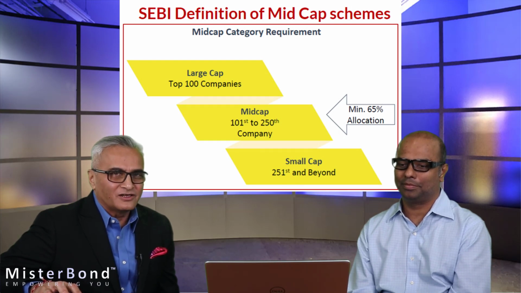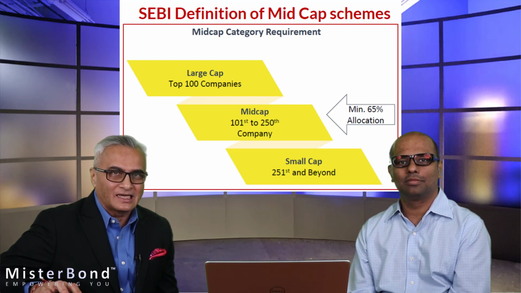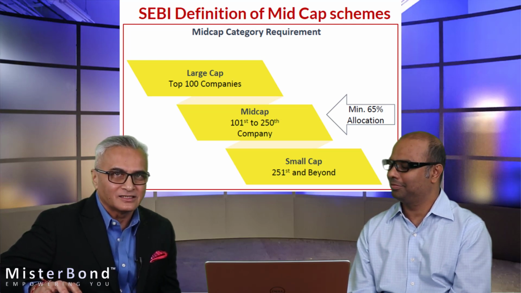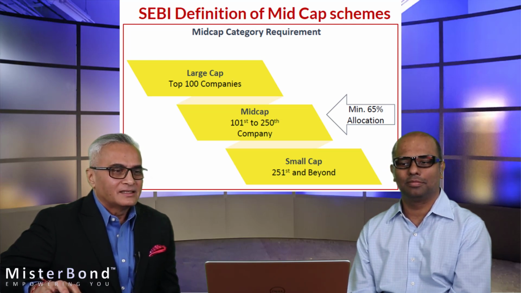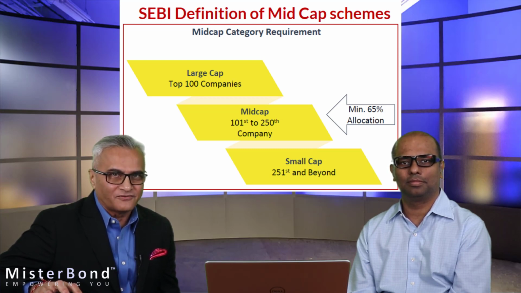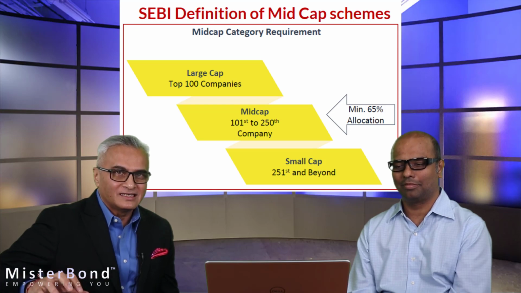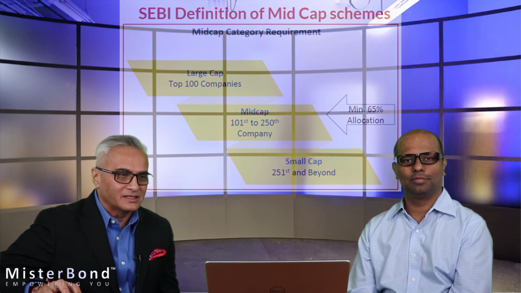So the SEBI definition of mid-cap schemes is that a minimum 65% should be in the mid-cap space, which is the 101st to 250th market capitalization of stocks. So that's the SEBI definition. Minimum 65% in the 101st to the 250th company, and the balance at the discretion of the fund manager. And we will discuss as to how the fund manager, Niket, has positioned his mid-cap fund. Is he overweight on large cap or small cap in that 35% segment?